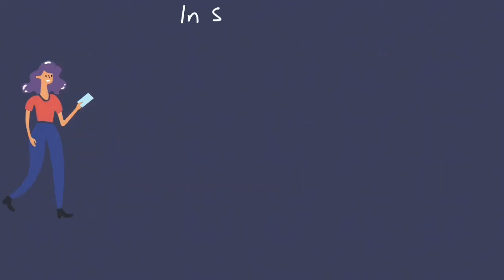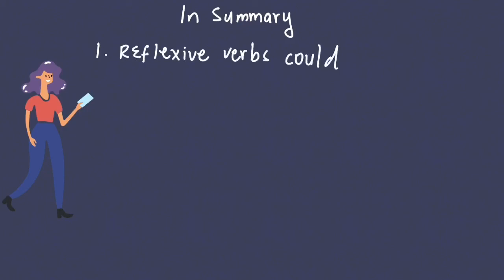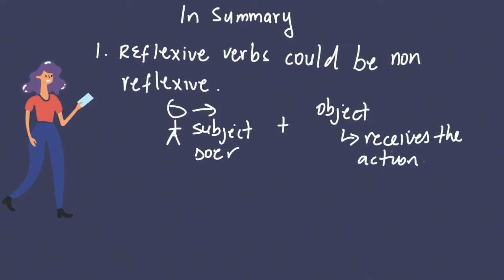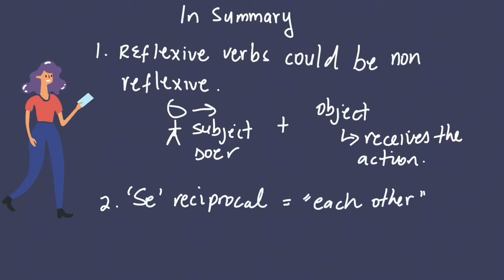In summary, first, reflexive verbs could be non-reflexive, and this is when the subject does the action and there is an object which receives that action either directly or indirectly. Second, the se reciprocal is the equivalent of each other in English, and this happens when two subjects share or exchange an action.